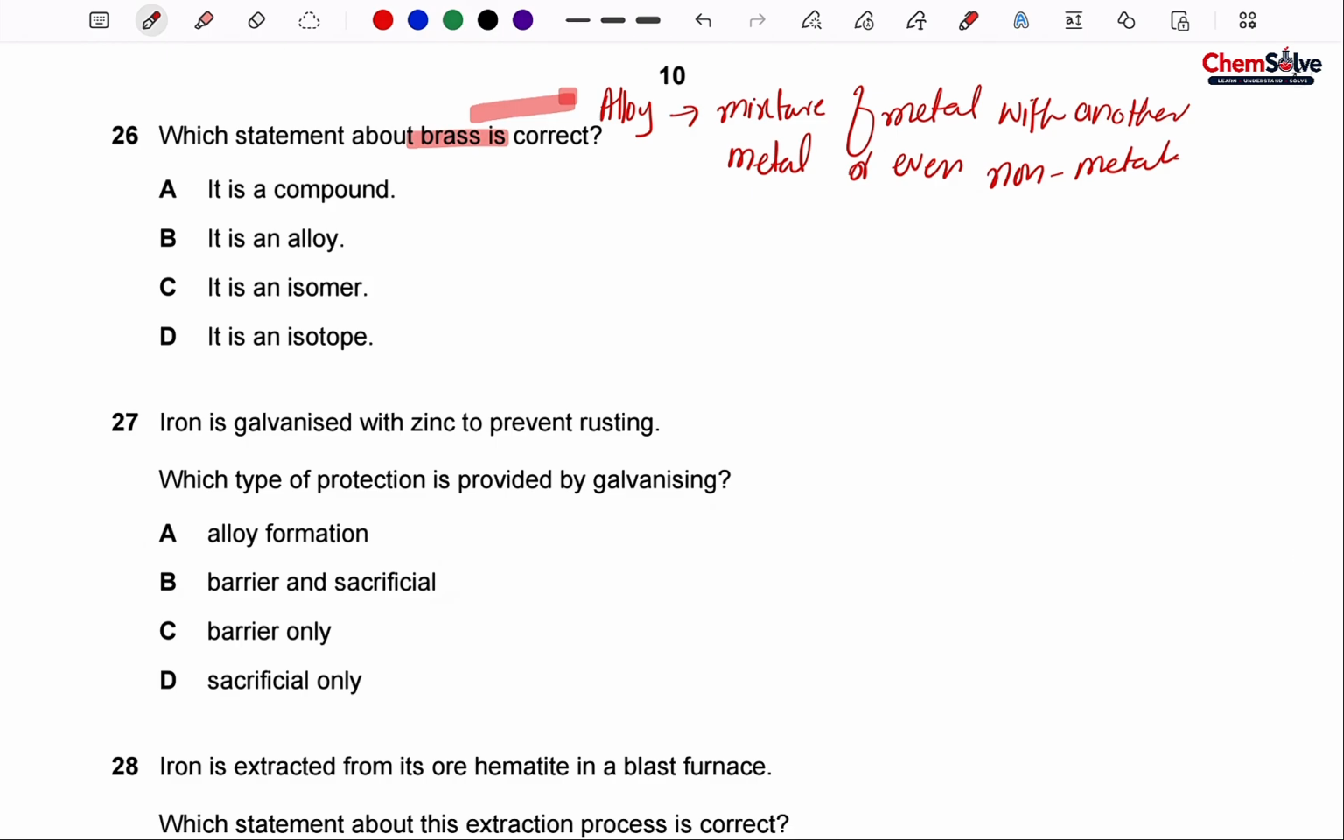So the first statement says it's a compound. Of course not, because a compound has a fixed ratio and a mixture does not have a fixed ratio. It is an alloy, of course it's an alloy, it's not an isomer, it's not an isotope. So these are incorrect statements and option B is the correct one.